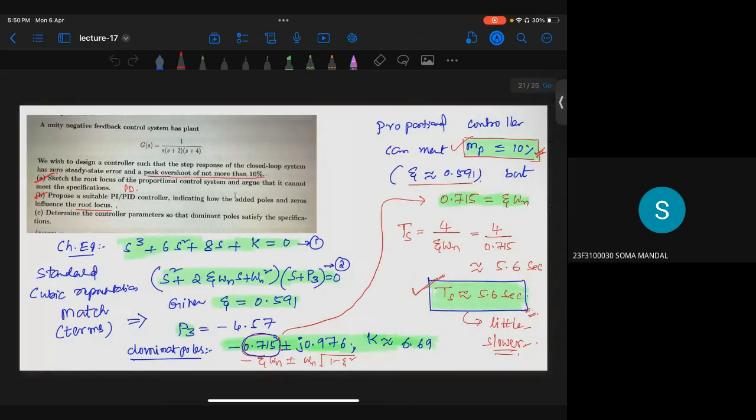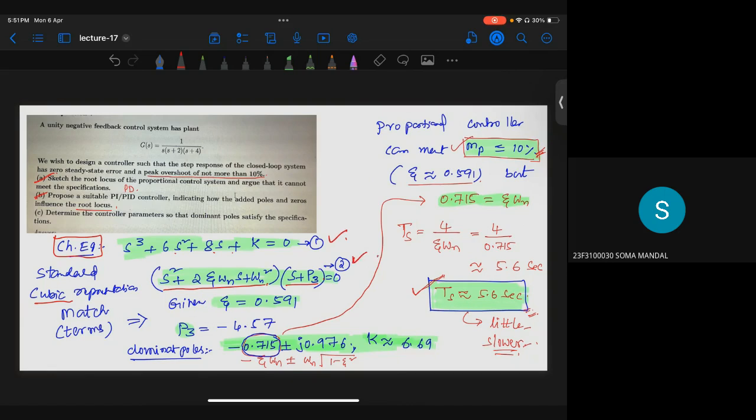For that, consider this equation: s cube plus 6s square plus 8s plus k. This is the characteristic equation. Consider the standard cubic representation, the standard second order term multiplied by s plus p3, another pole, that will give you the standard cubic representation. Now compare 1 and 2.